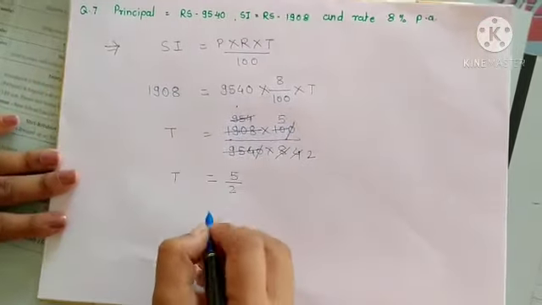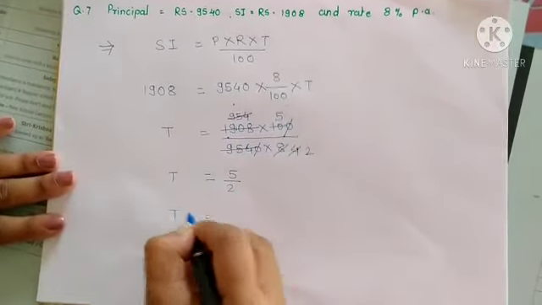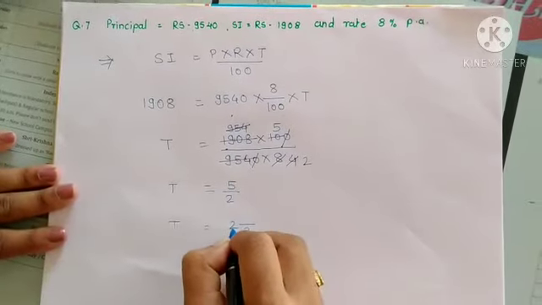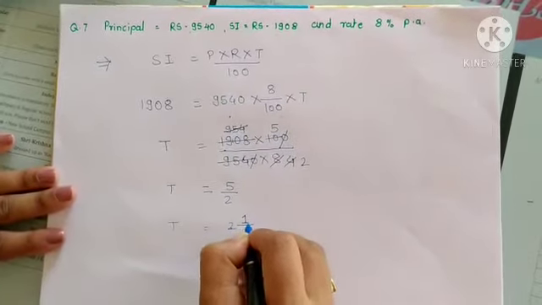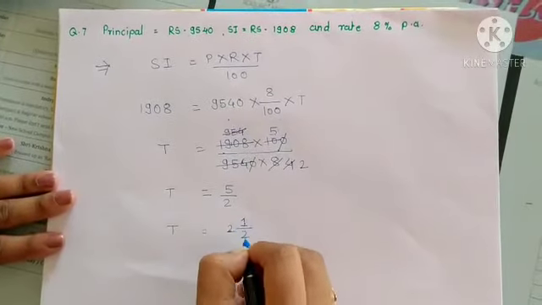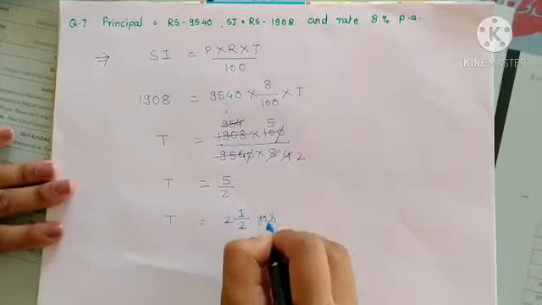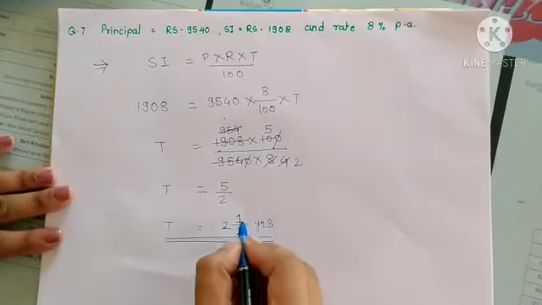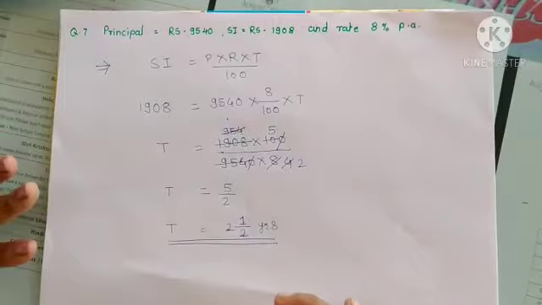So again I am going to write this answer as 2 2s are 4, plus 1 is equal to 5. It means 2 whole 1 upon 2 years is the answer. Time is equal to 2 1 upon 2 years.